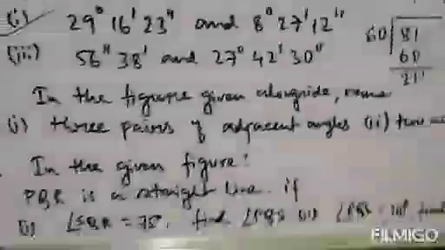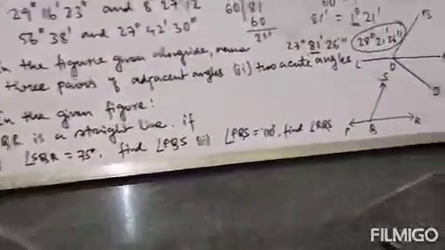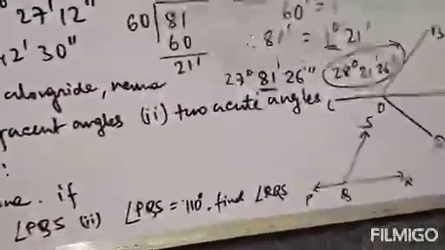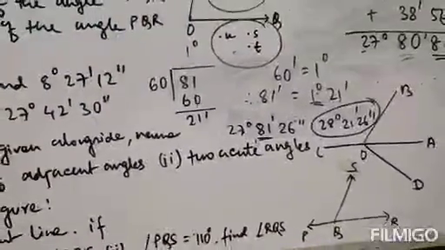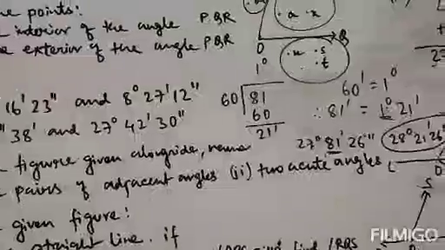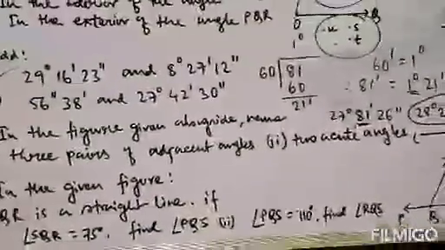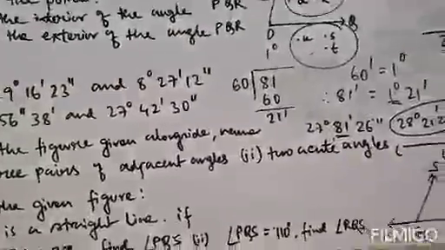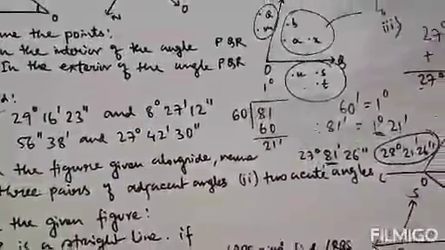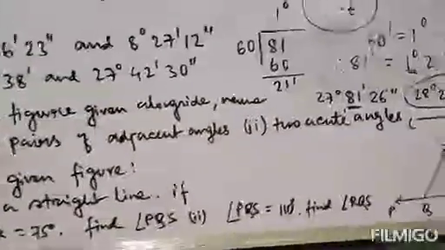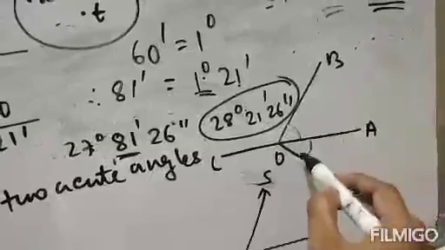Next, question number 5. In the figure given alongside, name 3 pair of adjacent angles. For formation of adjacent angles, there are 3 criteria. First one is they should have a common vertex. Number 2, they should have one common arm. And third condition, the 2 arms except common arm, they should be present on the opposite side of the common arm. These are the 3 criteria.